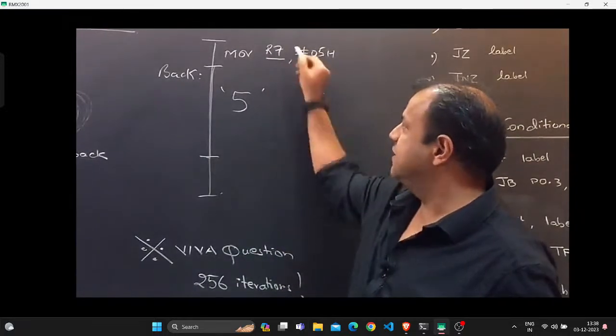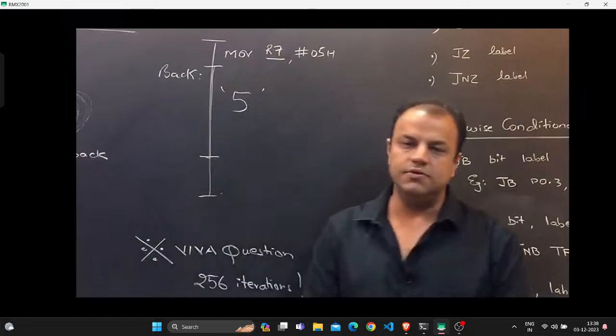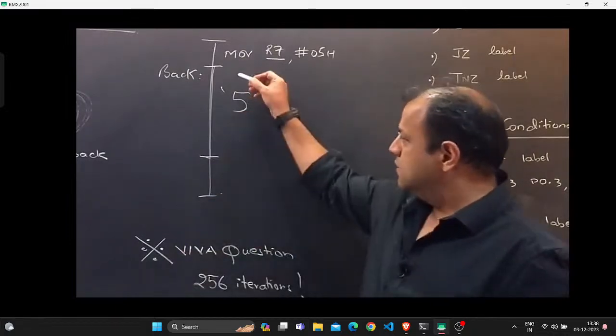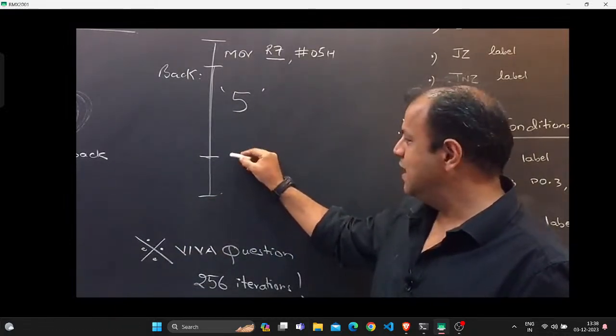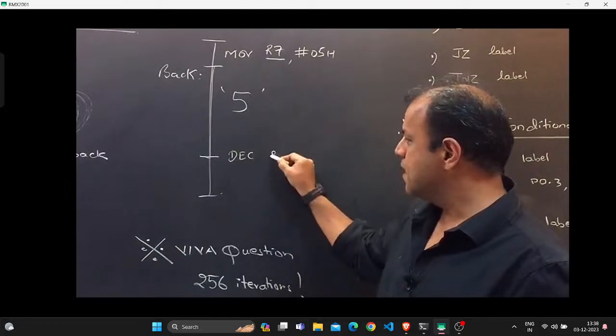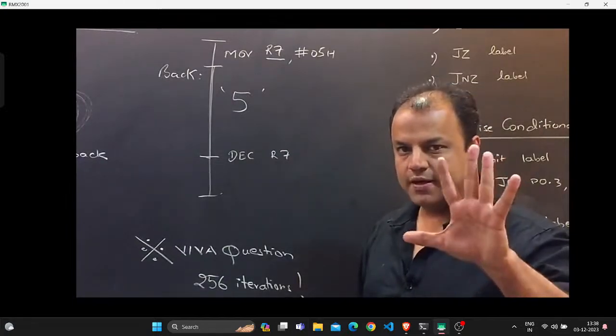So I'm keeping the register R7. You can use any register you want to. There are so many registers. So I've kept the count in R7. At the end of the loop, decrement R7. So what will happen if it was 5? It will become 4.